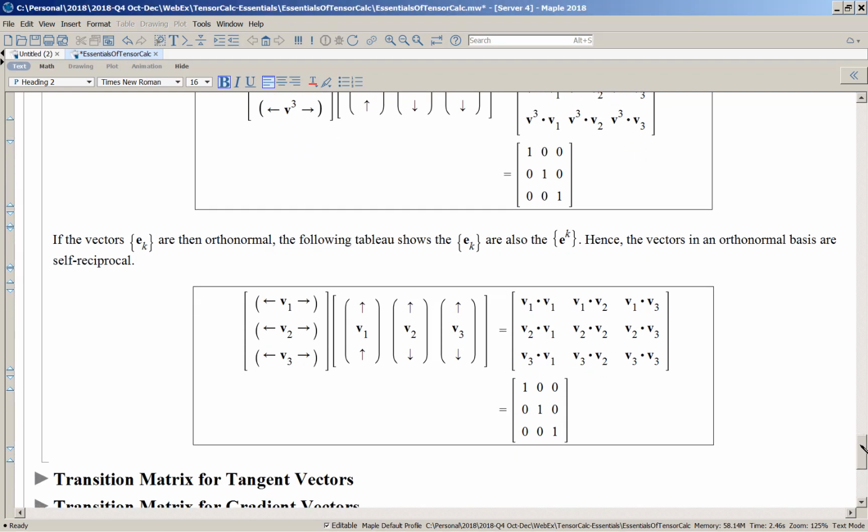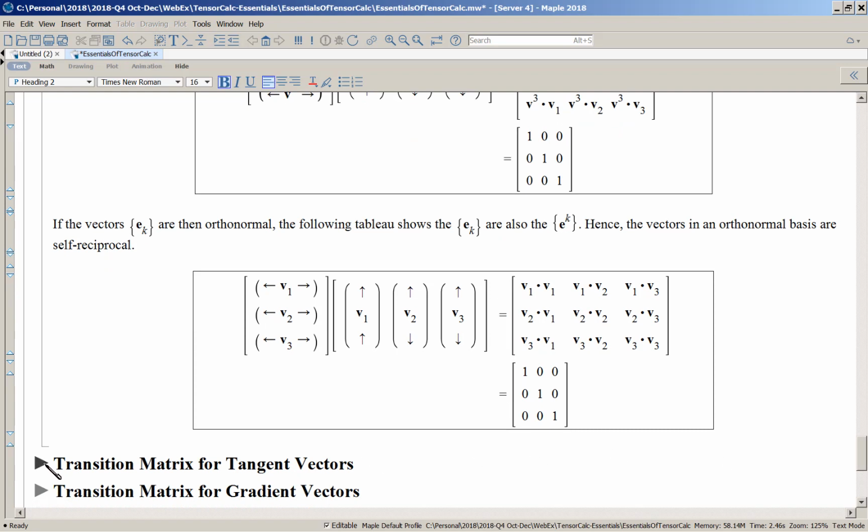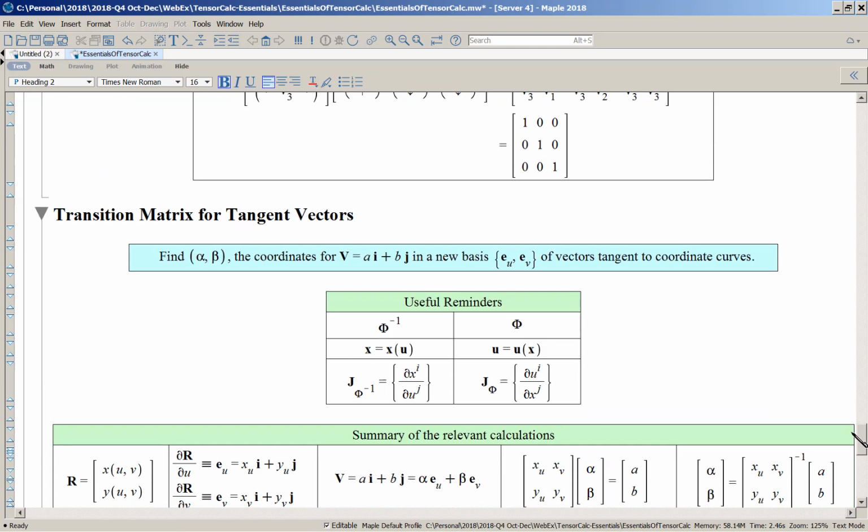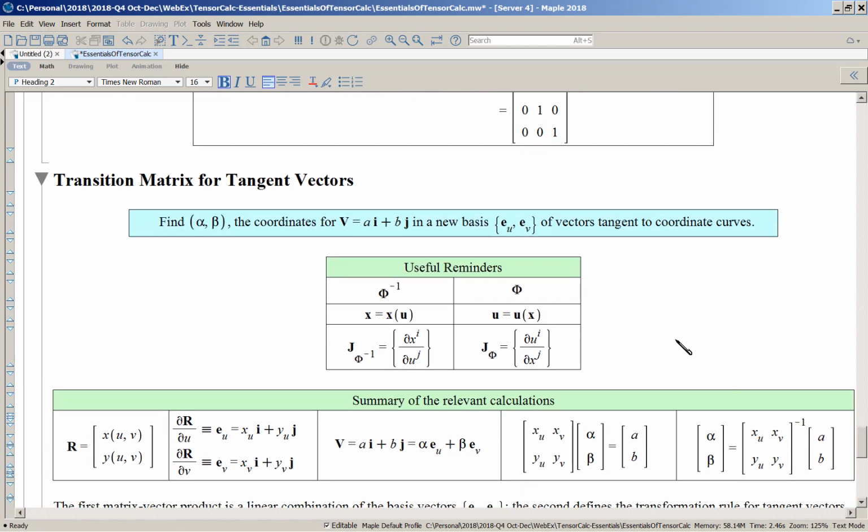So now we want to think about what happens to tangent basis vectors when you change coordinates. And this is just linear algebra. This is something that you would have seen in a linear algebra course. So the question is posed. Find these coordinates, alpha, beta. They are coordinates for a vector v. V is expressed first in terms of the existing basis. And I'm taking the existing basis vectors to be Euclidean i and j. And so the coordinates in that system are little a and little b.